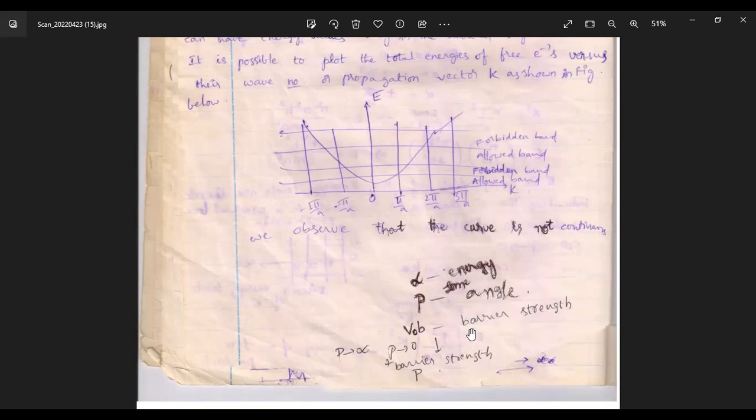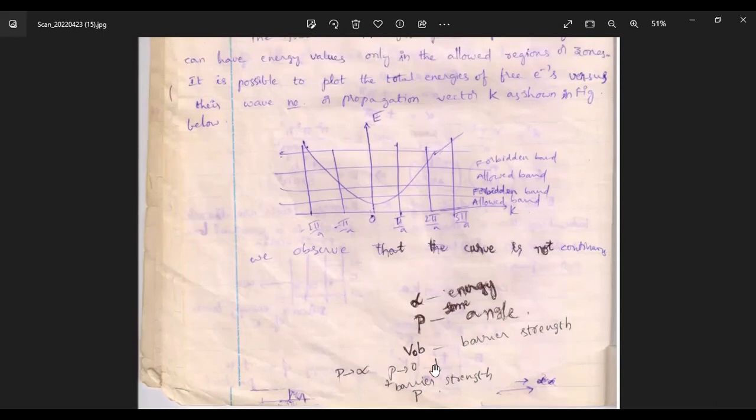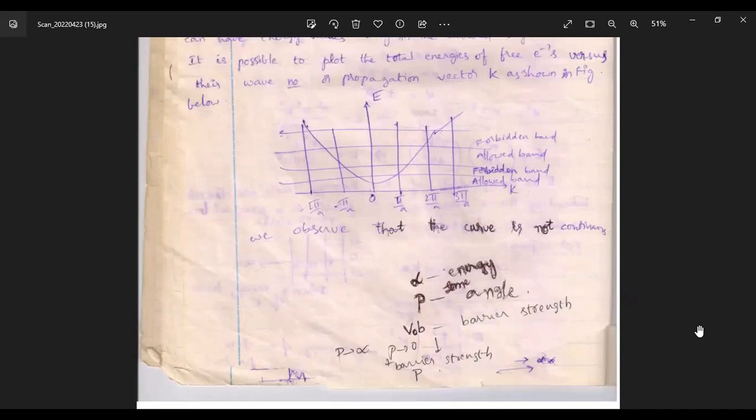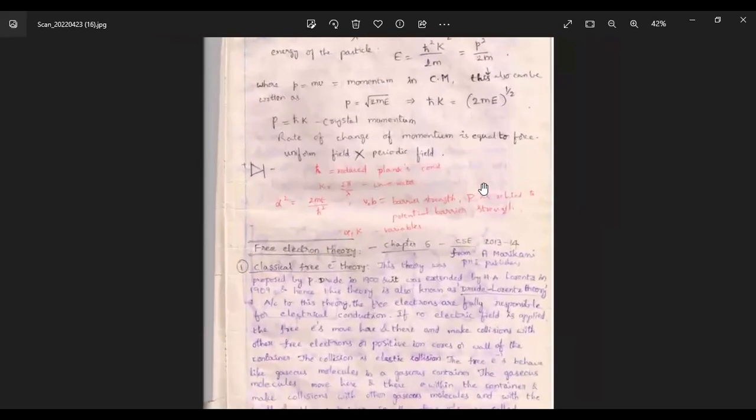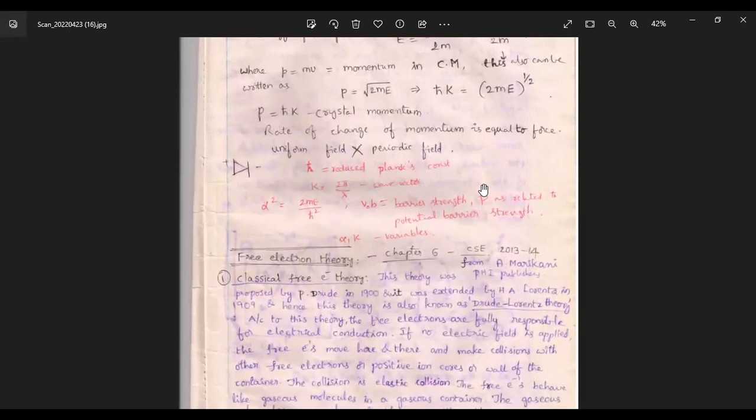Okay, V naught b is the barrier strength. P tends to infinity, P tends to 0, what will happen? P is actually the barrier strength. We have derived what happens to electrons when P varies from 0 to infinity. Electrons go from bound to continuous states. K is actually 2 pi by lambda, the wave vector.